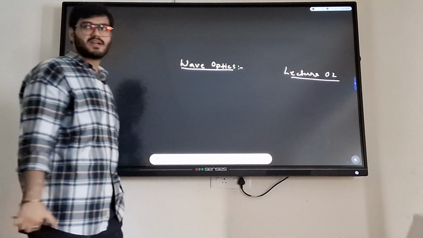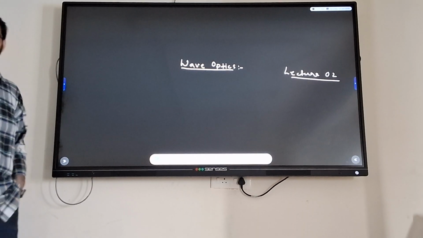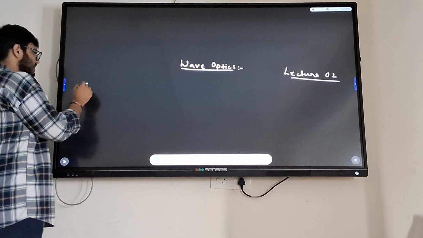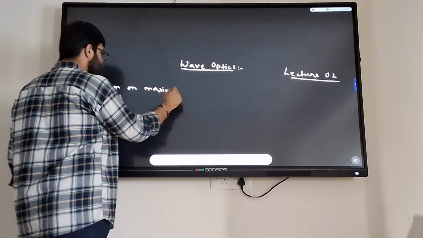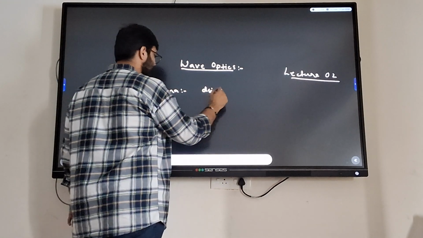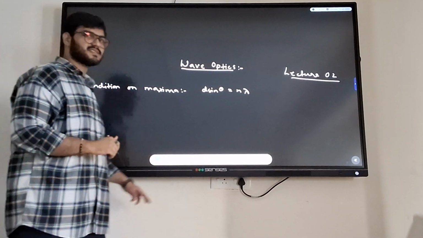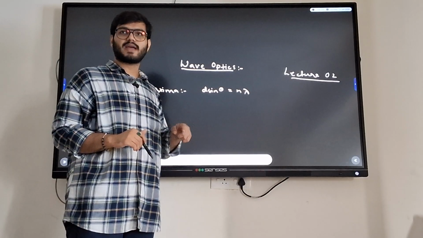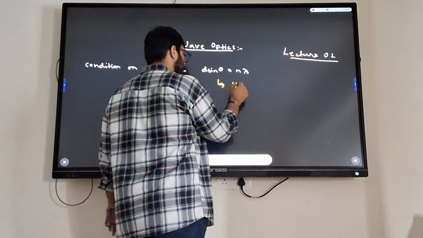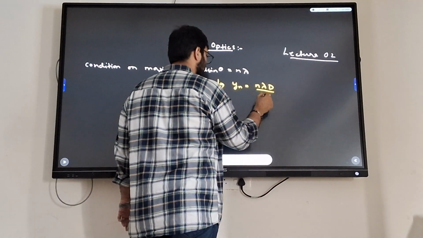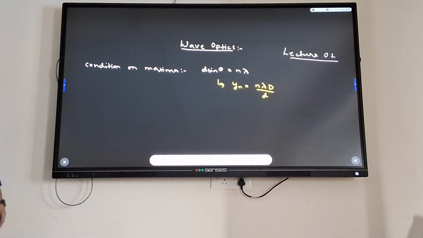If you remember, yesterday we had the discussion of interference, and I found some conditions on maxima and minima. Do you remember those conditions? The condition on maxima was d sine theta should be equal to n lambda. This sine theta was approximated to y by capital D. Then we wrote the general form that yn was n lambda capital D by small d. That was the position of the nth bright fringe. What is the condition on minima?